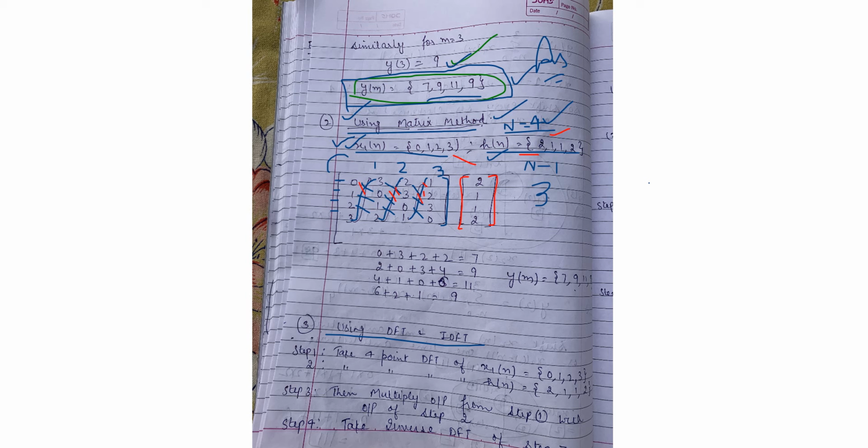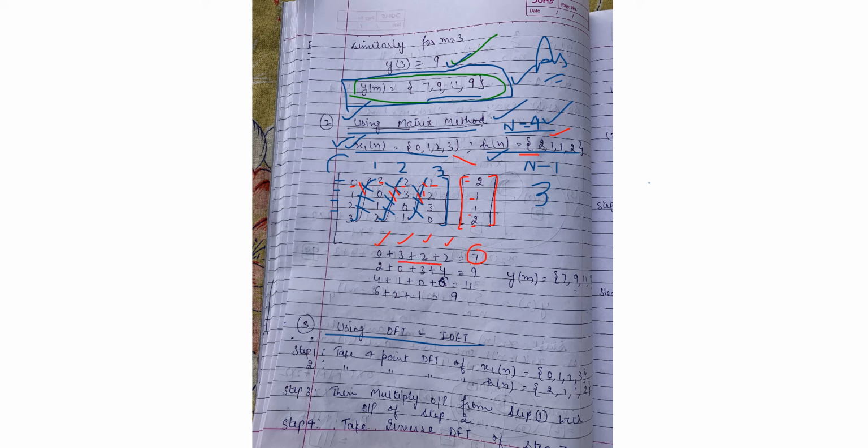Clear? Then matrix multiplication. 2 multiplied by 0 is 0, 0 multiplied by 2 is 0, plus 3 multiplied by 1 is 3, plus 2 multiplied by 1 is 2, plus 1 multiplied by 2 is 2, and the value becomes 7. 3 plus 2, 5, plus 2, 7.